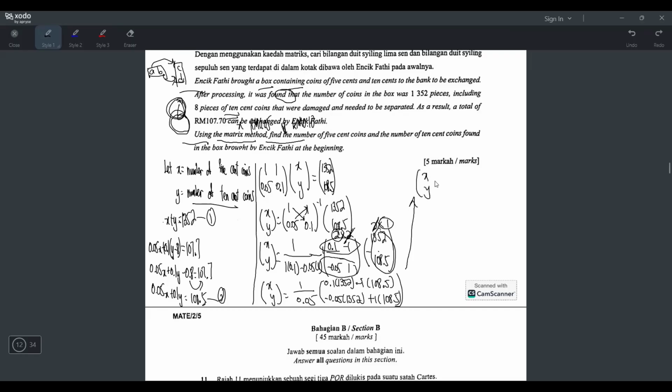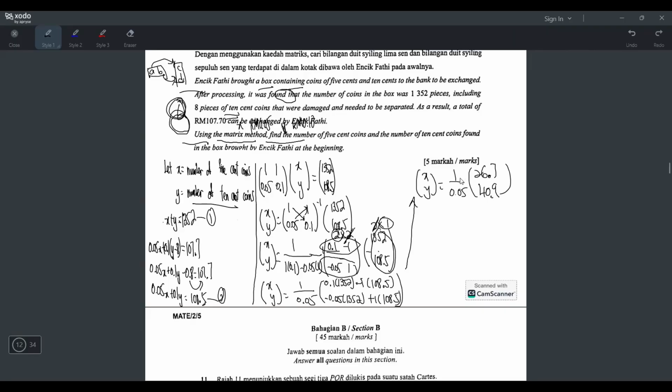My xy equals 1 over 0.05. I had to solve this one in my calculator first. So just press the whole thing in your calculator. 0.1 bracket 1352 close bracket minus 108.5. Okay, your calculator will give you 26.7. That's what my calculator gives me. Okay, and then what about down here? Just press the whole thing. -0.05 bracket 1352 close bracket plus 108.5. Okay, if you press everything correctly, your calculator will give you 40.9.